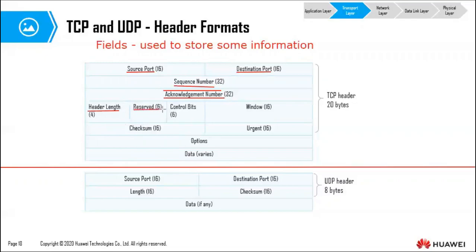Then we have reserved. Anytime we have a reserved field in any protocol that we're going to look at, just know that it means it's not being used. Are we together? Reserved means we are reserving it for future functionality. So this one will just contain a value of 0. We are not using it.